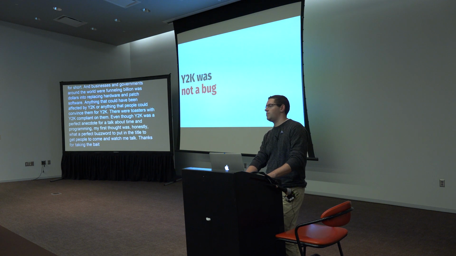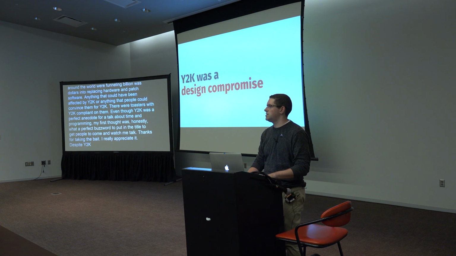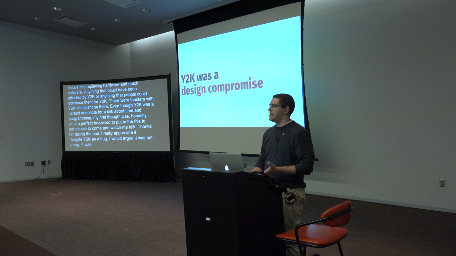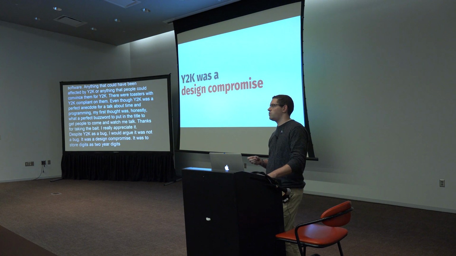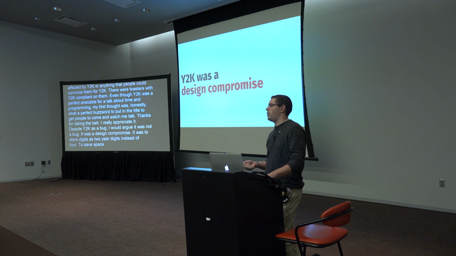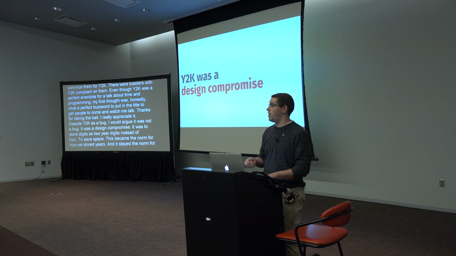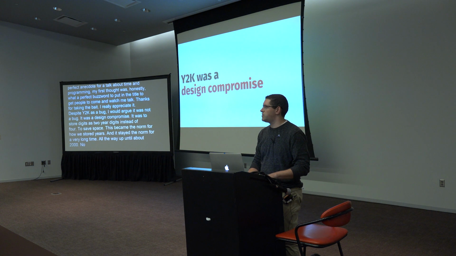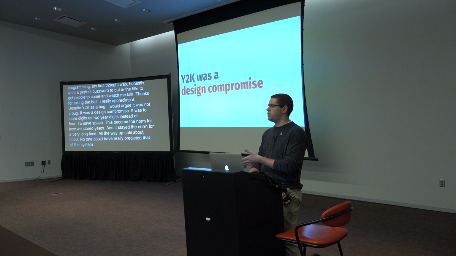So despite Y2K almost always being referred to as a bug, I would argue that it wasn't a bug at all, and it was more of a design compromise. Right? The compromise was to store years as 2 digits instead of 4 to save space. Space was limited and expensive early on in computing, and this just sort of became the norm for how we stored years. And it stayed the norm for a very long time, all the way up until about 2000. No one could have really predicted that all the systems that were storing things as 2 digits for their year would still be in use by that time.